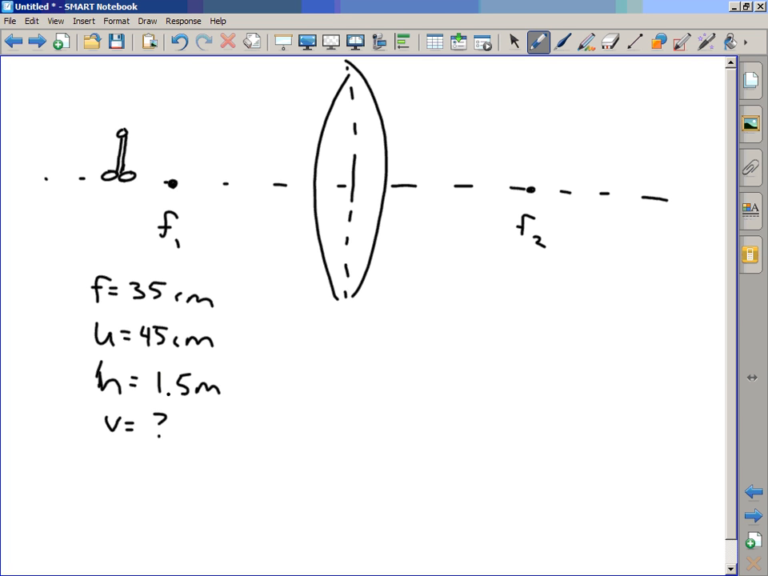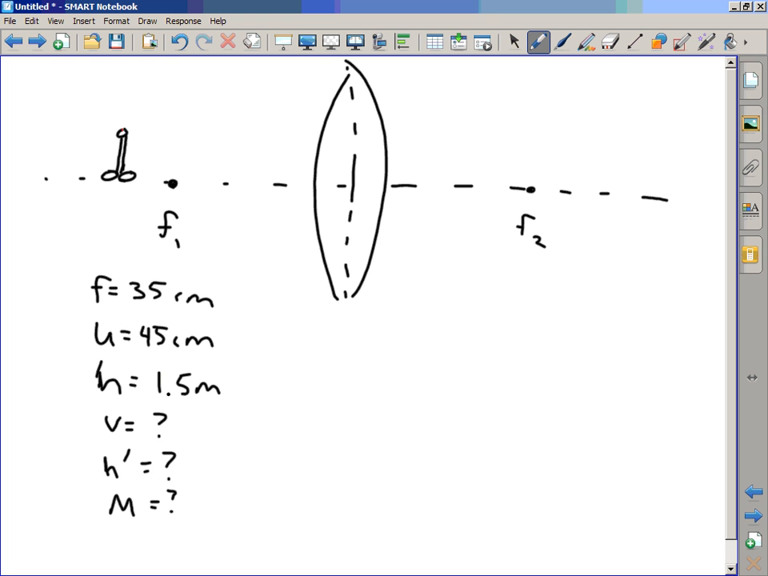what is the image distance? Right? What is the image distance? What is the image height? And what is the magnification? I want all three of those in this problem. Now, before you solve this mathematically, sketch out the ray diagram. You can already know what in general to expect.